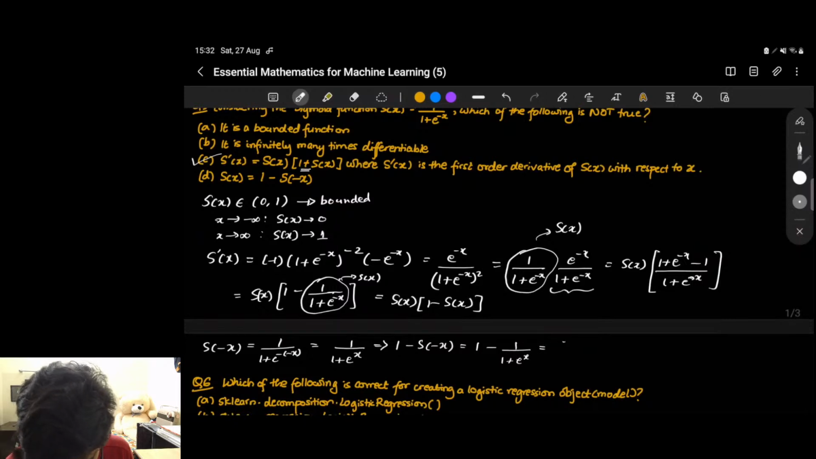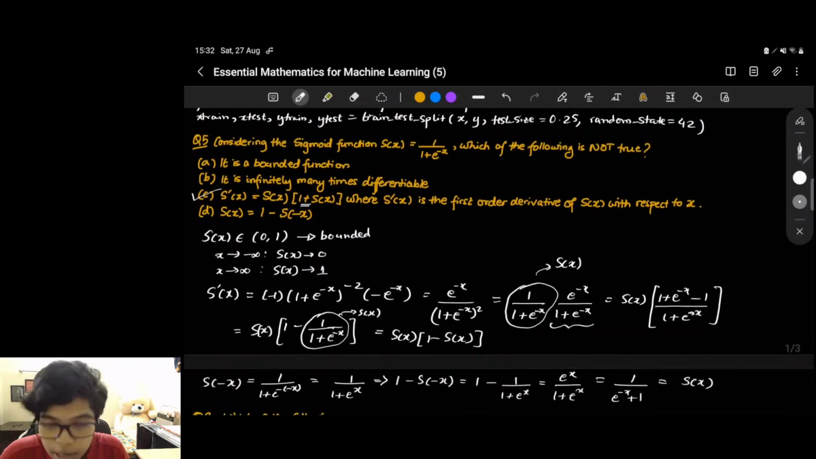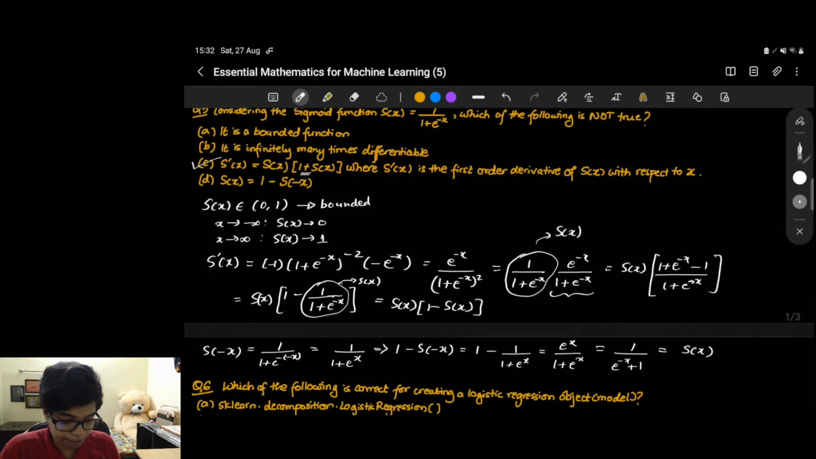Just simple algebra. And then we will divide both the numerator and denominator by e to the power x. That would give us the following, which is nothing but the sigmoid function itself. So this last statement is true. So the only untrue statement is statement number C, which would have been true had this sign been negative.